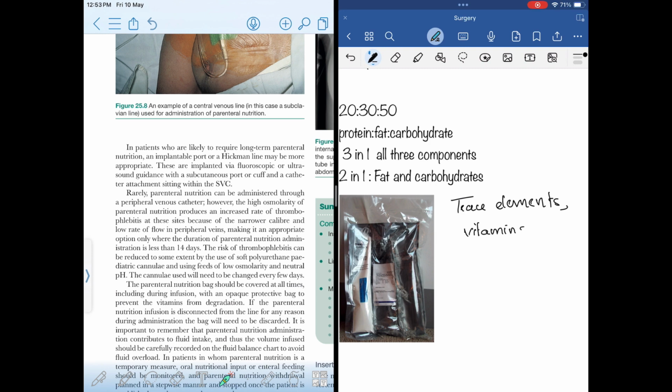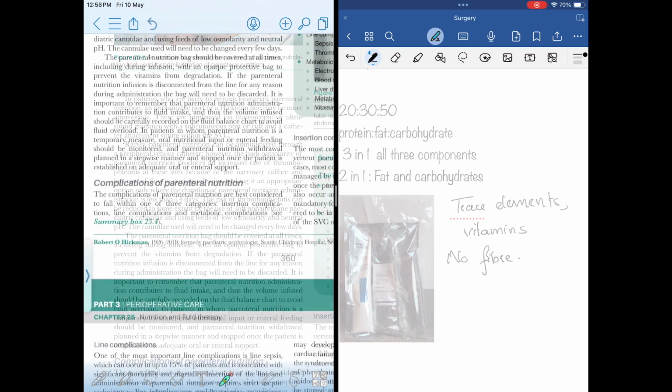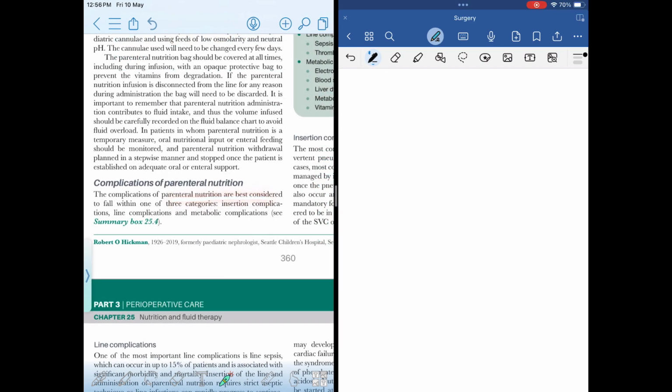But what is missing in this TPN solution that we give is fiber. So there is no fiber. So there is 3 in 1, all the 3 components are there. 2 in 1 means only fat and carbohydrates are there.